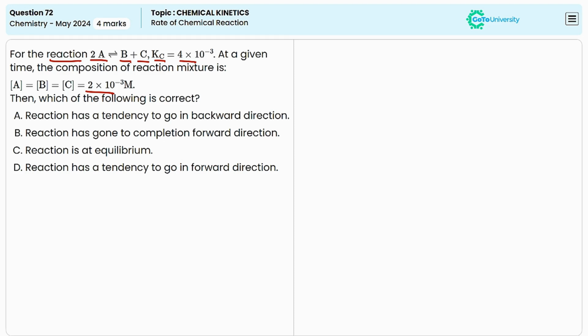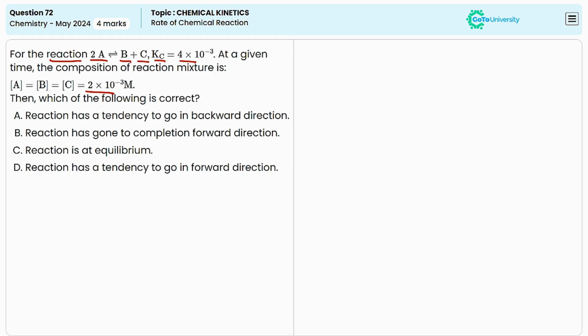Before that, we need to know the difference between the equilibrium constant Kc and the reaction quotient Q. The reaction quotient is calculated using the concentrations of the reactants and products at any point in time during a reaction. It helps to determine the direction in which a reaction will proceed to reach equilibrium. And the equilibrium constant Kc is a value that expresses the ratio of the concentrations of products to reactants at equilibrium. It is a measure of the extent to which a reaction proceeds to form the products.